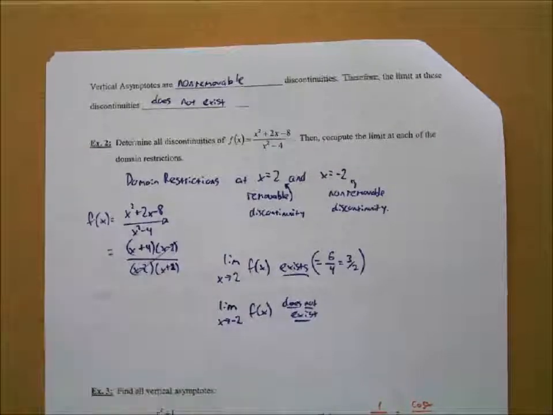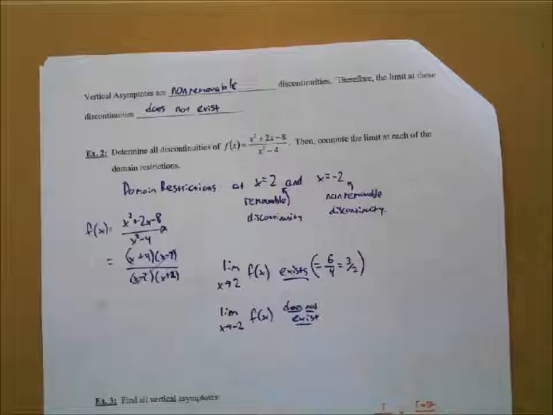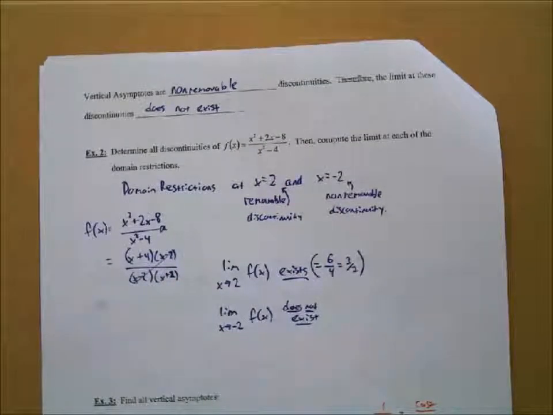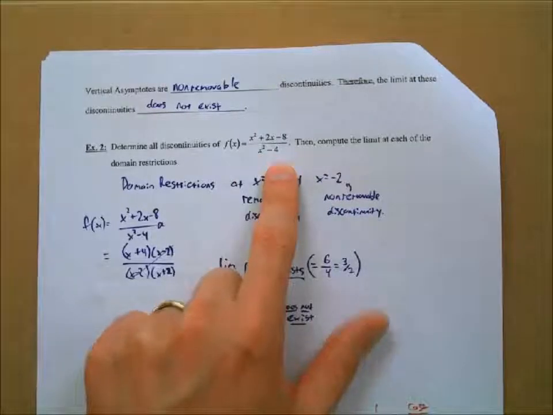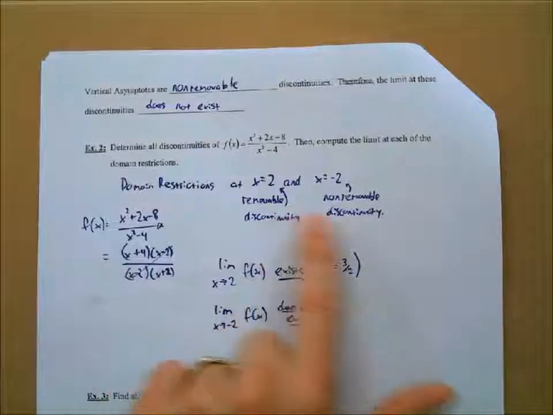Here's an example of an application of stuff we've seen before. Determine all discontinuities of this function, then compute the limit at each of the domain restrictions. So we identify the domain restrictions. It's going to be positive and negative 2 because that's going to give us 0 in our denominator. But then it's a matter of discerning which one of these is removable and which one's not removable.